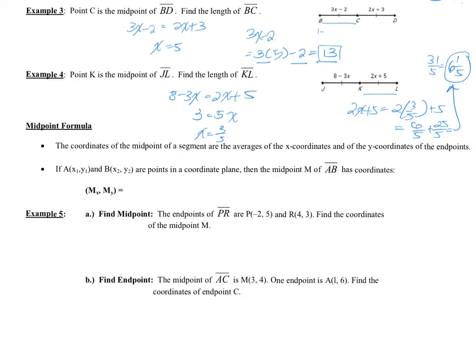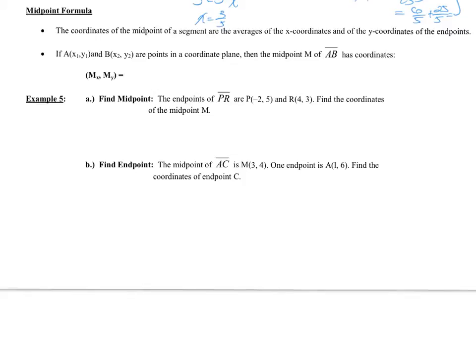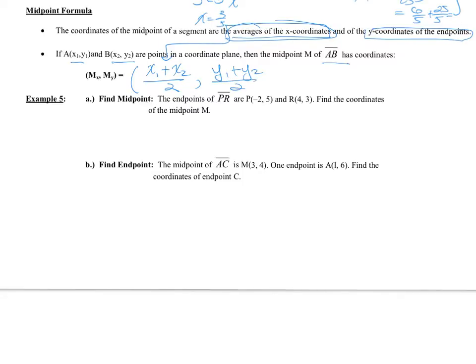Okay, the midpoint formula. The coordinates of the midpoint of a segment are the averages of the x coordinates and of the y coordinates of the endpoints. So if point A (x1, y1) and point B (x2, y2) are points in the coordinate plane, then the midpoint M of segment AB has the coordinates x1 plus x2 divided by 2, so this is the average, and y1 plus y2 divided by 2.